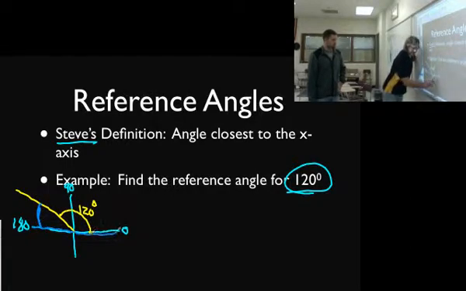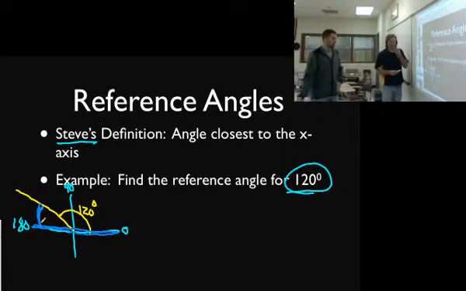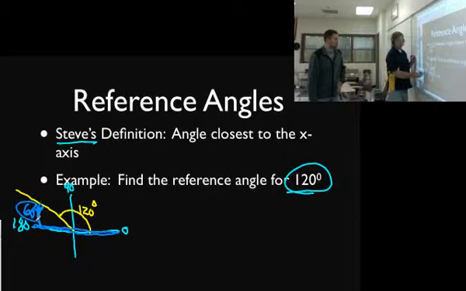Remember, this is the x-axis. So how many degrees is that? It's going to be 180 minus 120, so 60. So 60 degrees is the reference angle to 120. Do you always subtract? No, it depends. You just got to think it out and say, what's closest to the x-axis?